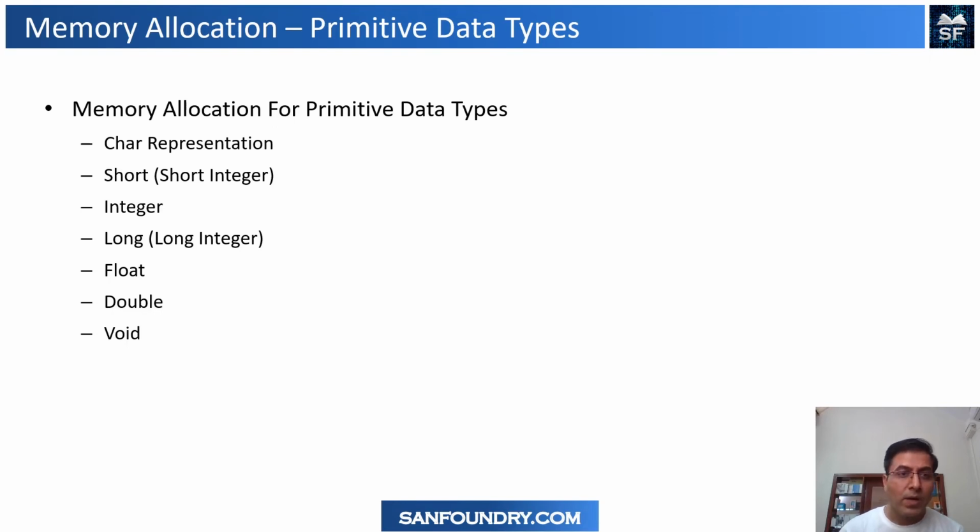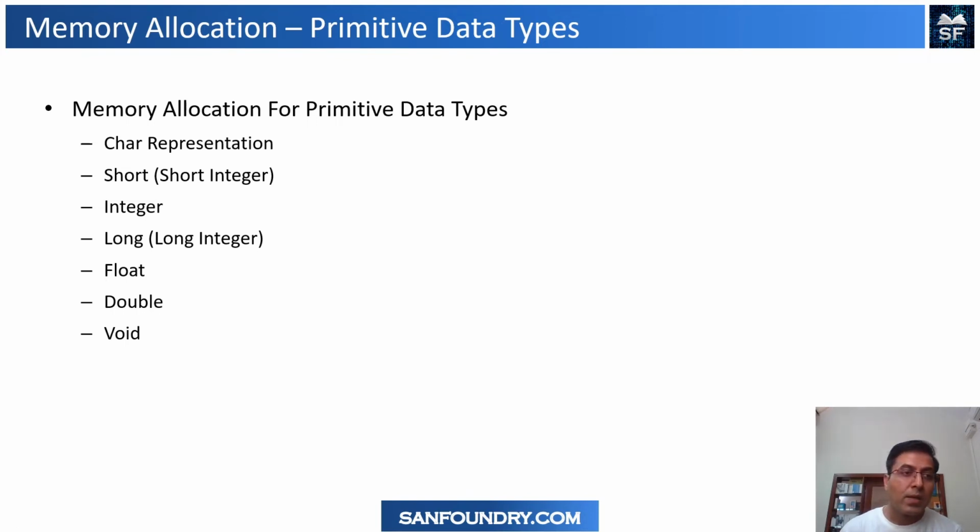Void was primarily created for pointers. If a pointer is returning some memory address, we need to know what data type it is going to point to. Sometimes the memory allocator just doesn't know who is going to use it, so it returns a void pointer.